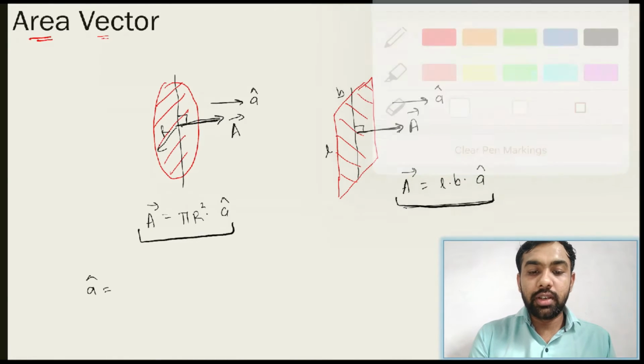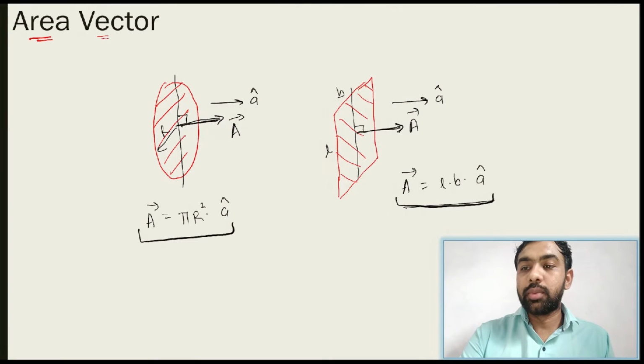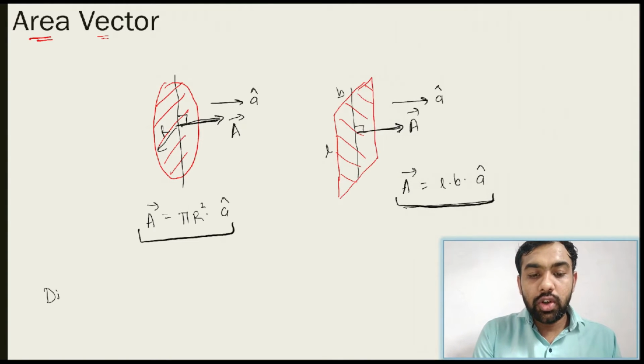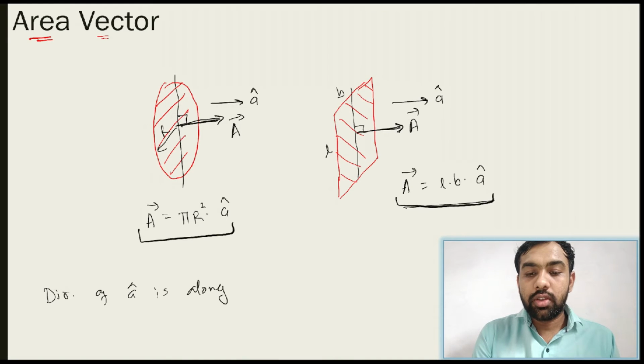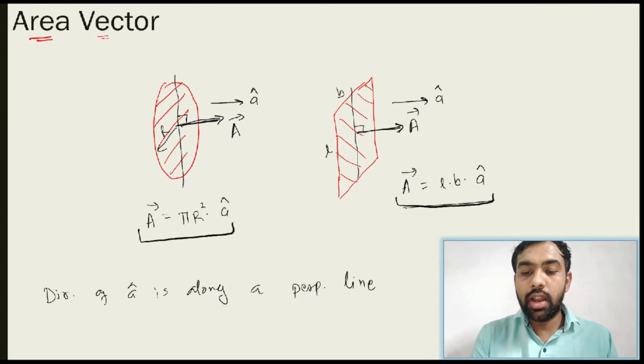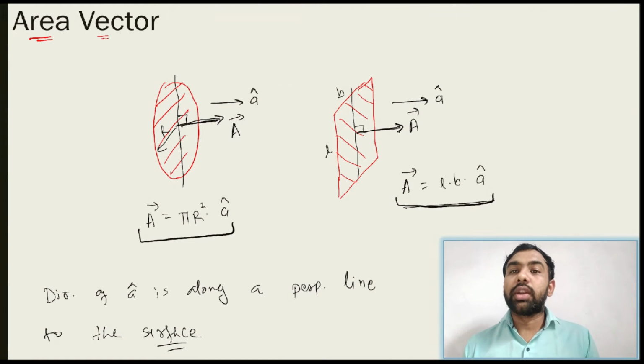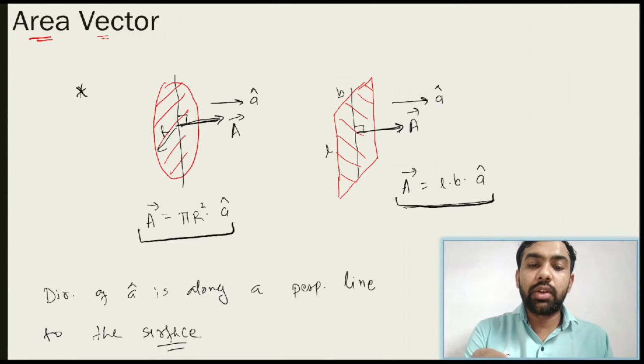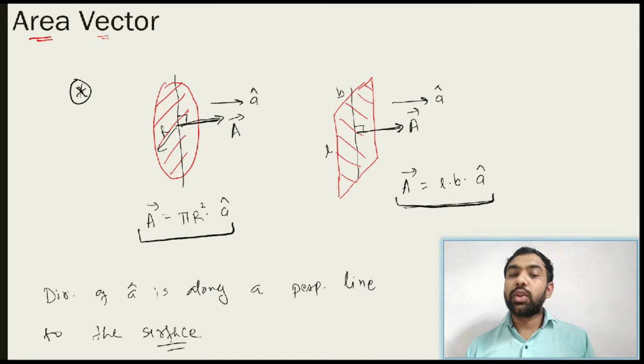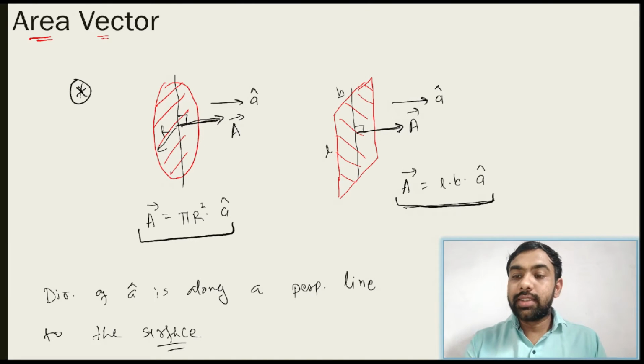You must understand it. See here, the direction of A is along a perpendicular line to the surface. So you must note it. That is a very important term, area vector. In this way you represent the area vector. All of you note this, then after that we go to the next one.